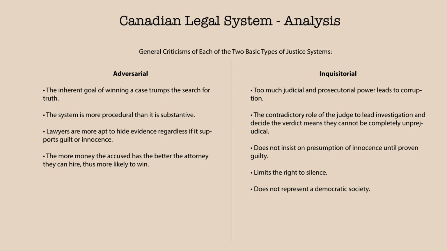For the inquisitorial system, the general criticisms are this. Too much judicial and prosecutorial power leads to corruption. The contradictory role of the judge to lead investigation and decide the verdict means they cannot be completely unprejudicial. It does not insist on the presumption of innocence until proven guilty. It limits the right to silence. It does not represent a democratic society.